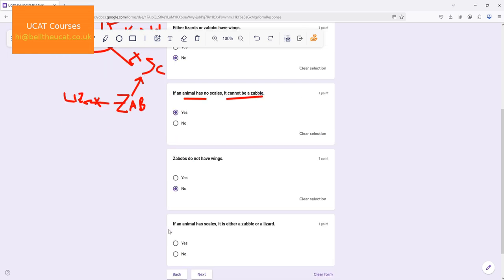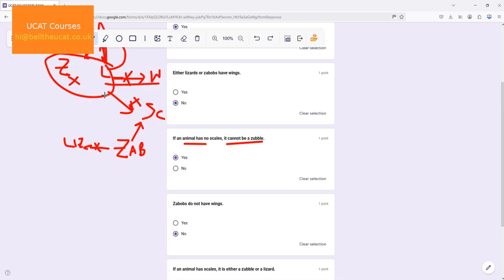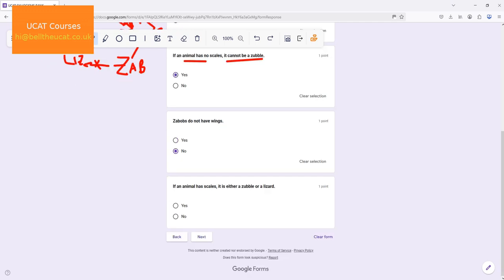So lack of information. If an animal has scales, it is either a zubble or a lizard. If you've got scales, zubble or a lizard, for sure. But you could also be a zaboob. Remember? There are two arrows coming towards it. Zaboob has scales, and zubble and lizard have scales. Both of them going towards scales. So it's incomplete information. On those grounds, we say big fat no.